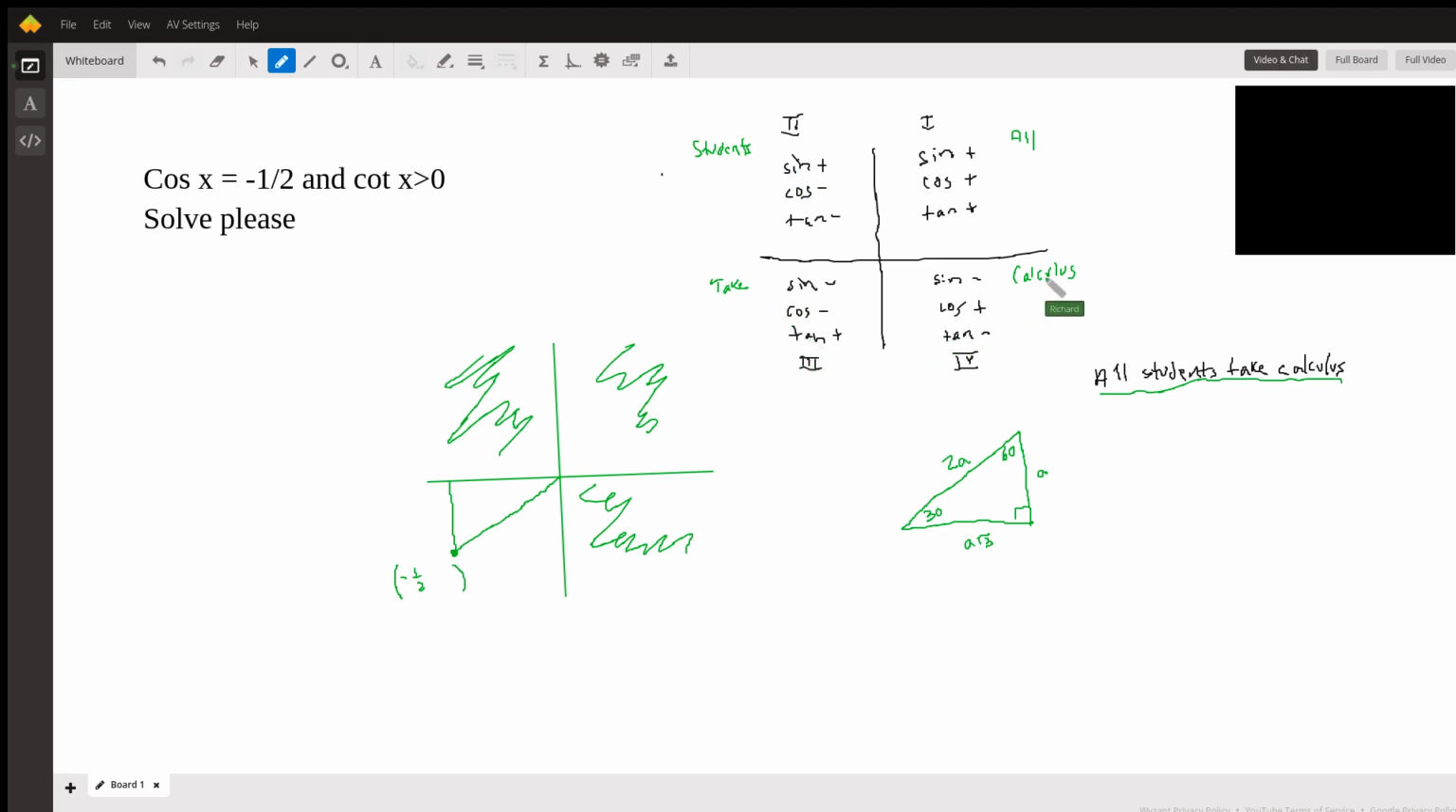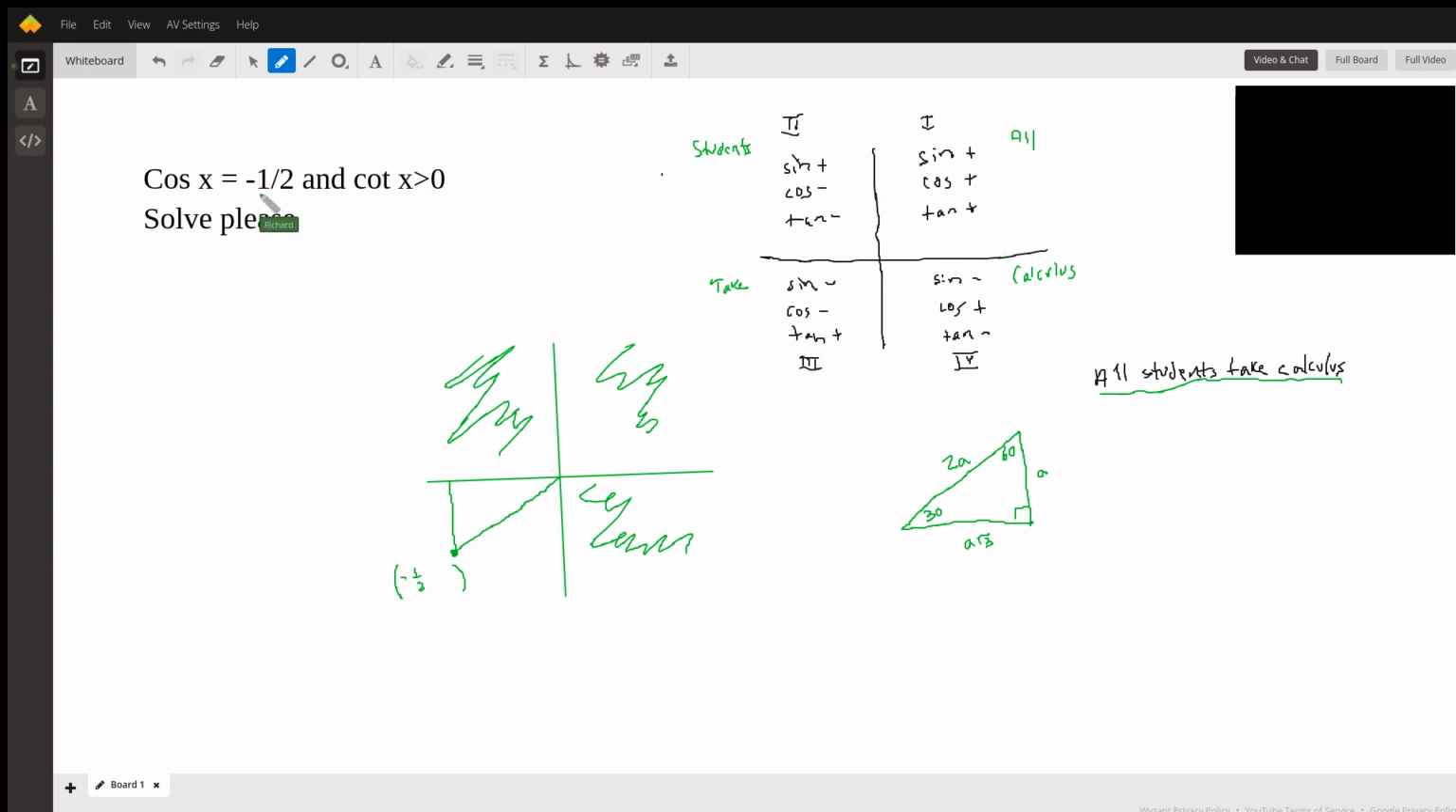And calculus starts with a C, and so does cosine, and cosine is the only thing that's positive here. So all students take calculus. It's just a handy way to remember which trigonometric functions are positive in which of the quadrants.